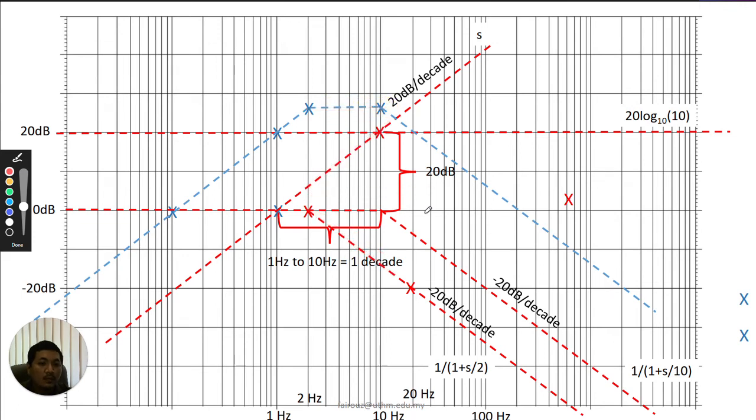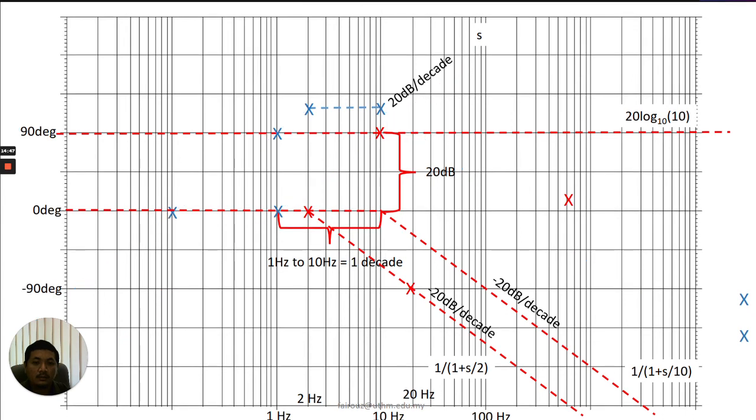And then we reach 10 Hertz. At 10 Hertz, we have another line going down negative 20 dB per decade, right? So because of this, the straight line now begins to go down 20 dB per decade. Why? Because from this point we have one line going up 20 dB per decade, but we also have this going down 20 dB per decade. So these two have cancelled each other, but we have another negative 20 dB per decade line. So that's why the total is now negative 20 dB per decade. This is the final magnitude plot.